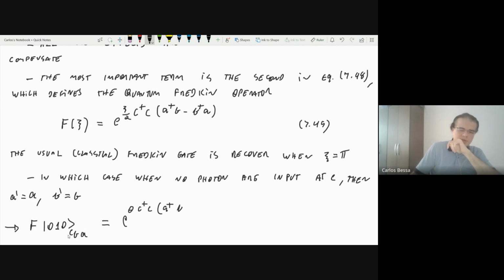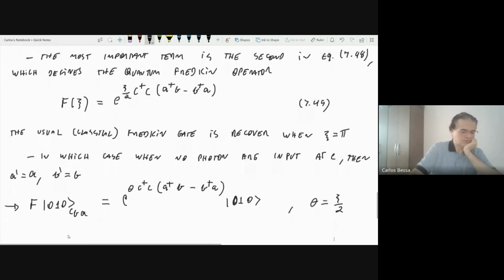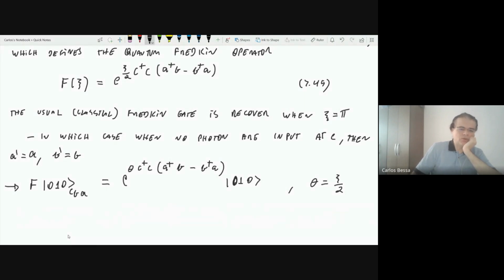So A dagger B minus B dagger A. So this theta here, or this applied to 0, 1, 0. And this, what I call theta, is just psi over 2. Okay? And to make the conclusion the same, I have an exponential operator, expand, this is like the identity operator, times pi.